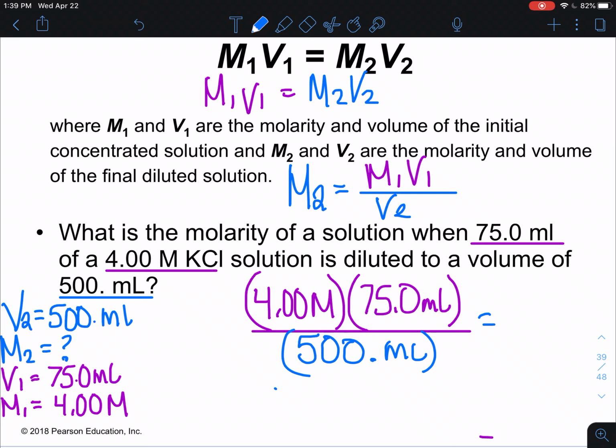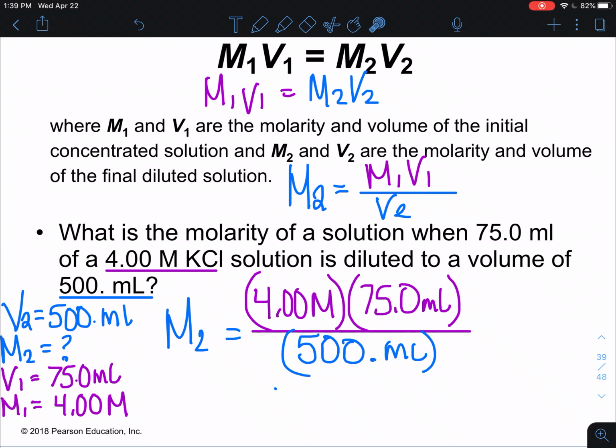Okay, again, that's going to equal M2. Now here's the thing, this is a dilution, right? We took 75 milliliters of this 4 molar KCl aqueous solution and diluted it to a volume of 500, okay?